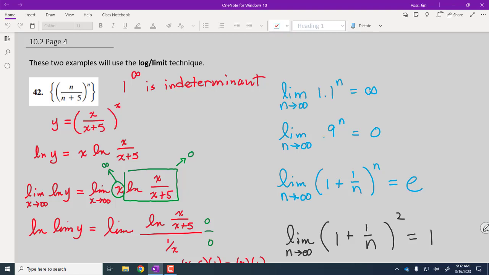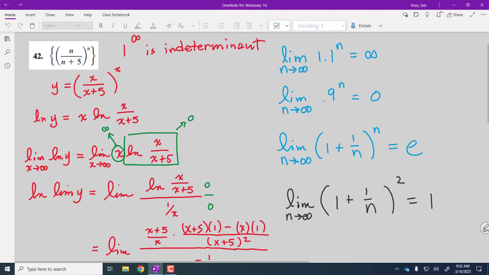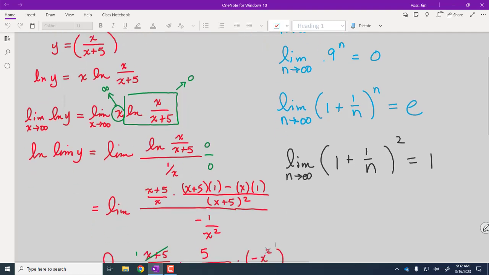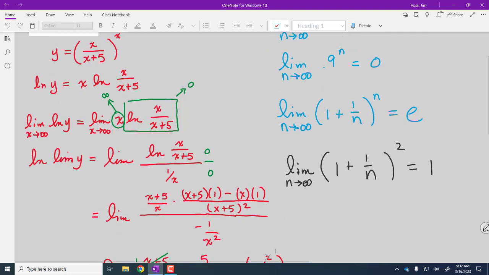But the base of this expression goes to 1, and then the exponent goes to infinity. So it's a 1 to the infinity type of indeterminate form. And so the process, again: we create a function, take the log of both sides. Once we take the log of both sides, we can pop the exponent down using a log property. Once we pop that exponent down, then we take the limit of both sides.